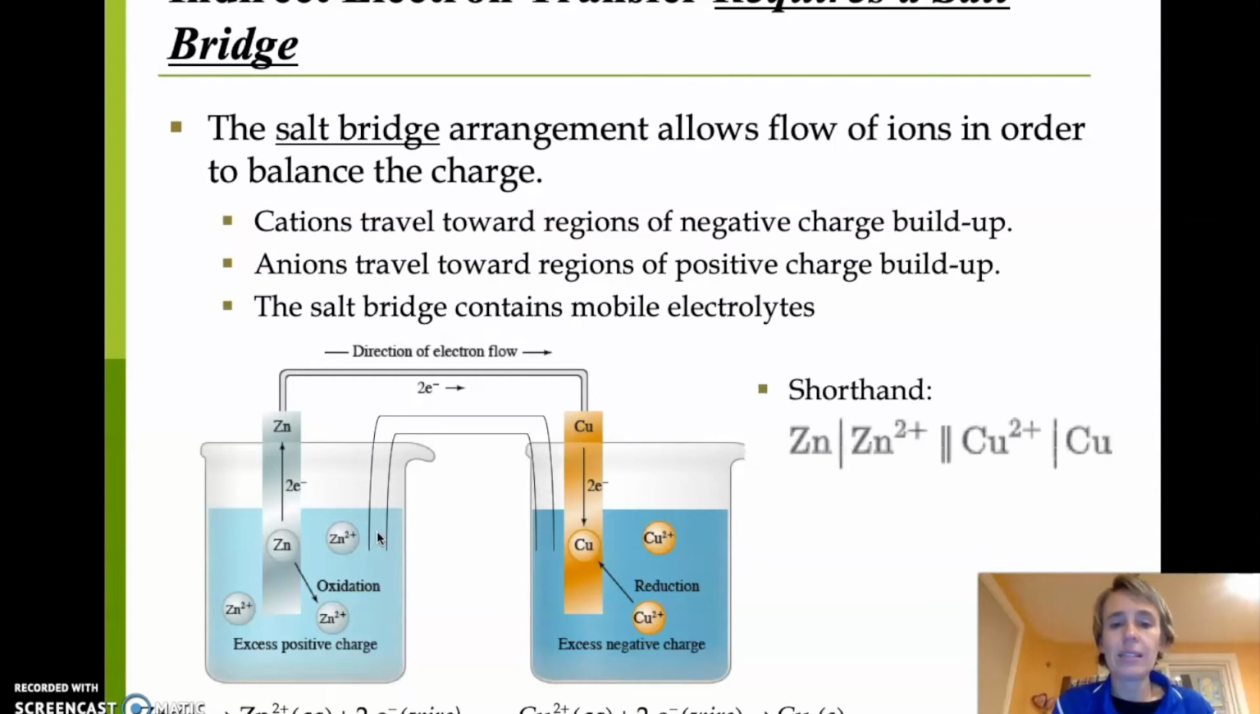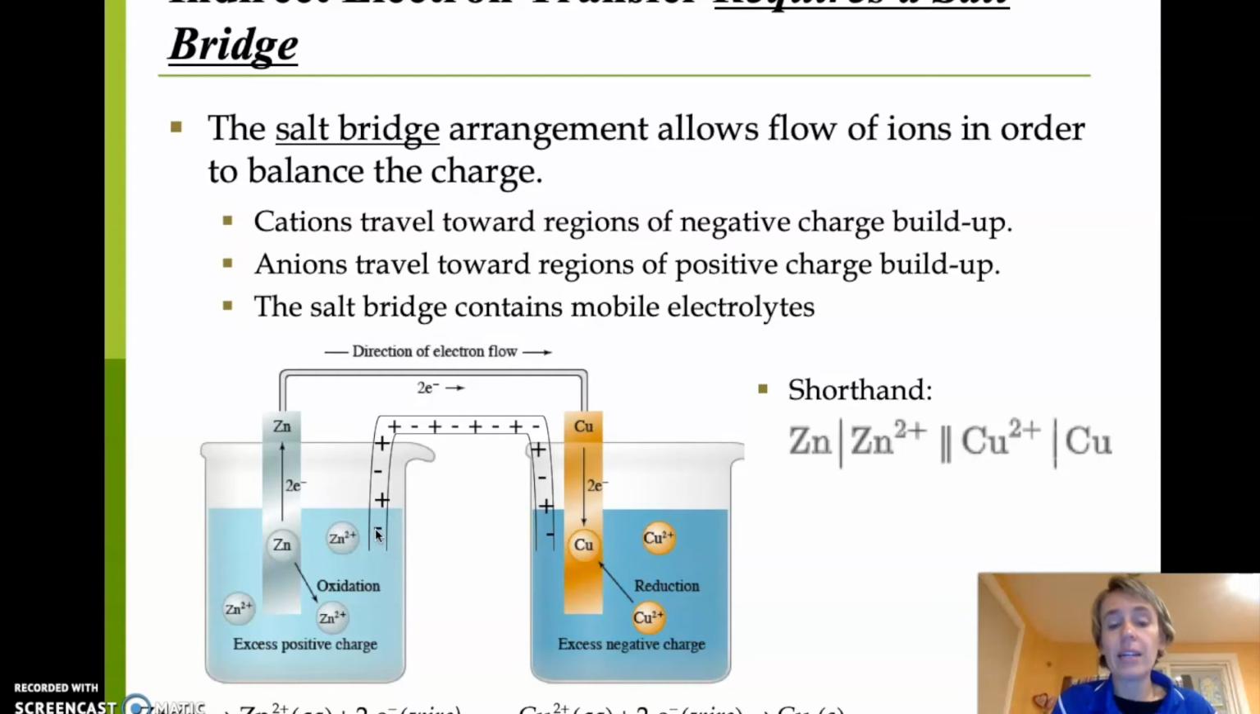So, in this example here, if we have a whole bunch of cations and anions in the salt bridge, and we've got accumulating zinc cations on the left, they need to be balanced out by anions. So those negatively charged particles, whether they're chlorides or nitrates or whatever they are, your typical spectator ions, would diffuse out of the salt bridge and into that beaker.